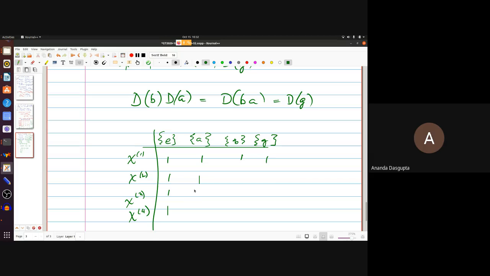A, what are the possible characters for A? Just quickly. What are the possible ones? Plus or minus 1. Right. And what are the possible characters for B? Plus or minus 1 again. And now that they are in different classes, there is no reason why they have to have the same character. Is it okay?